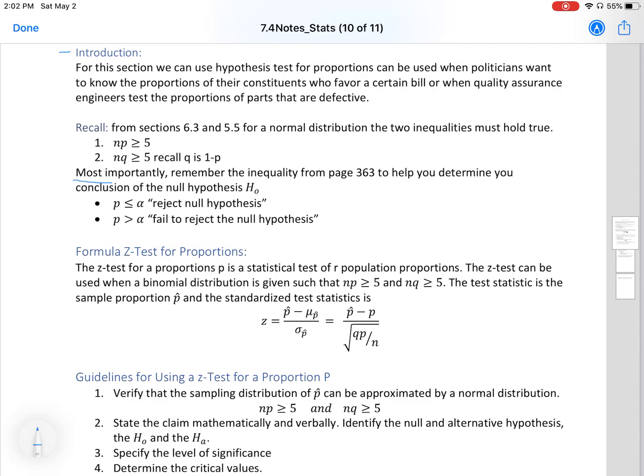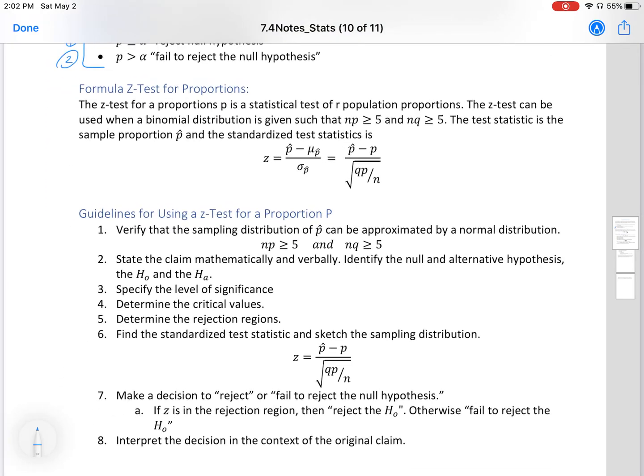Most importantly, we're going to use the same inequality from section 7.2. This is on page 363, and this helps determine whether we want to reject or fail to reject our null hypothesis. These are our two inequalities. If P is less than or equal to alpha, you reject your null hypothesis. And second, if P is greater than alpha, then you fail to reject the null hypothesis. And I put that in quotations because that's the verbiage you want to use. You never say accept. Remember, use reject or fail to reject.